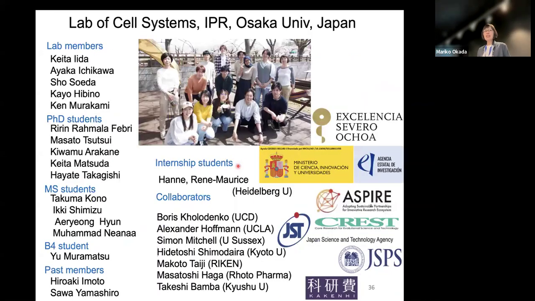So these are my laboratory members. This text model was done by Hiroaki Imoto. Now he is at University College Dublin with Boris Kholodenko. And the NLP modeling is done by Kiwamu and Masato. We also get many experimental data from those people, and we collaborate with other people, like on data embedding and MD simulation and so on.